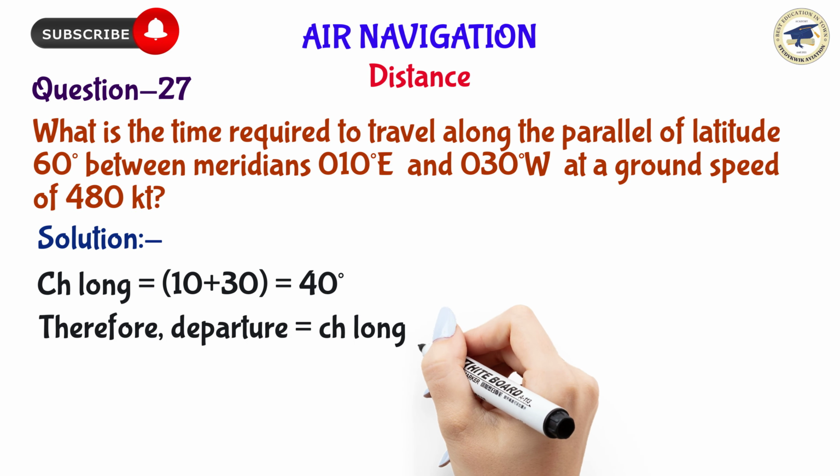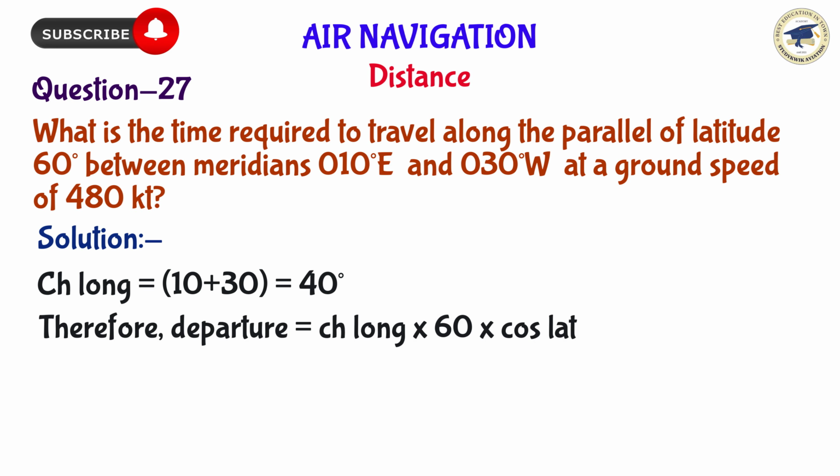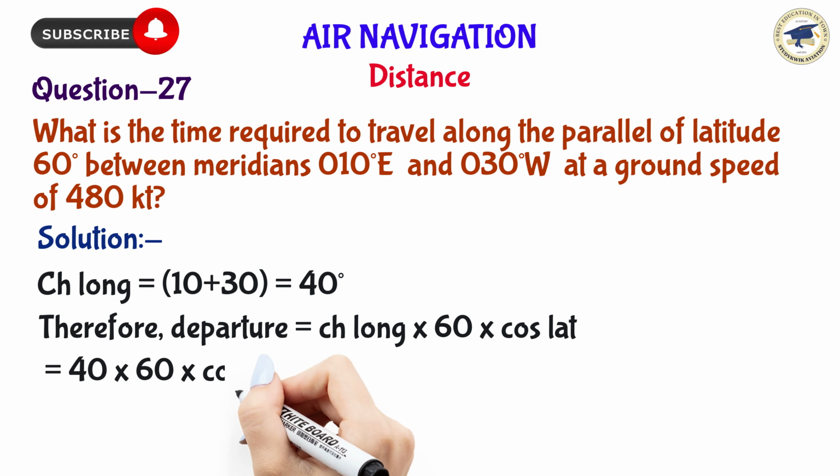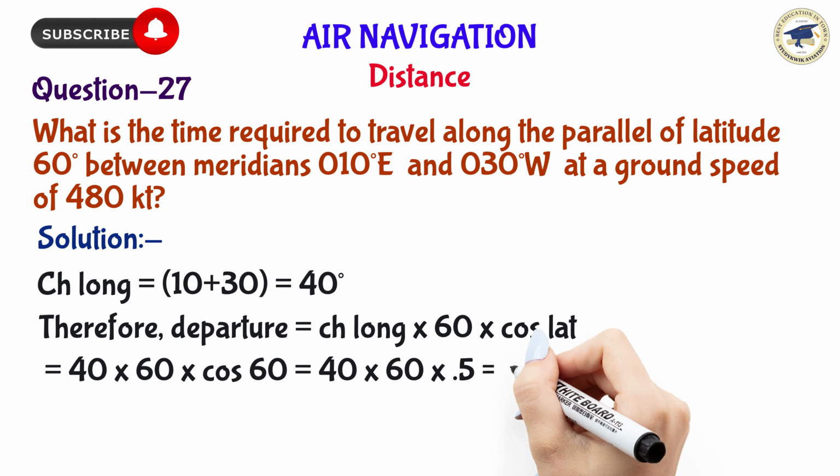So, distance equals 40 times 60 times cosine 60 degrees. The cosine of 60 degrees is 0.5. Therefore, distance equals 40 multiplied by 60 multiplied by 0.5, which equals 1200 nautical miles.